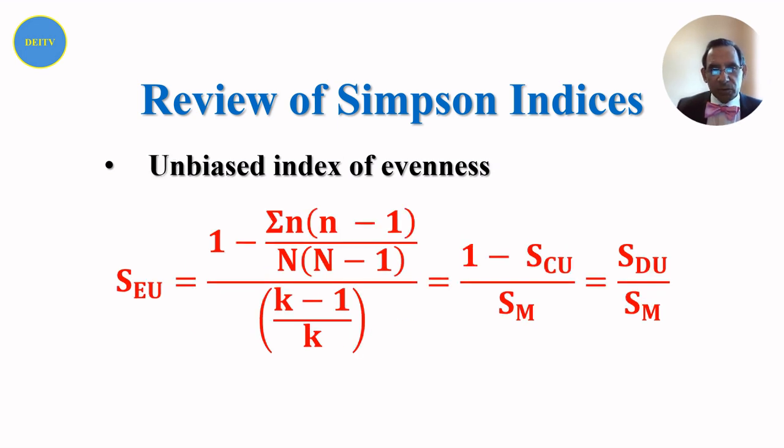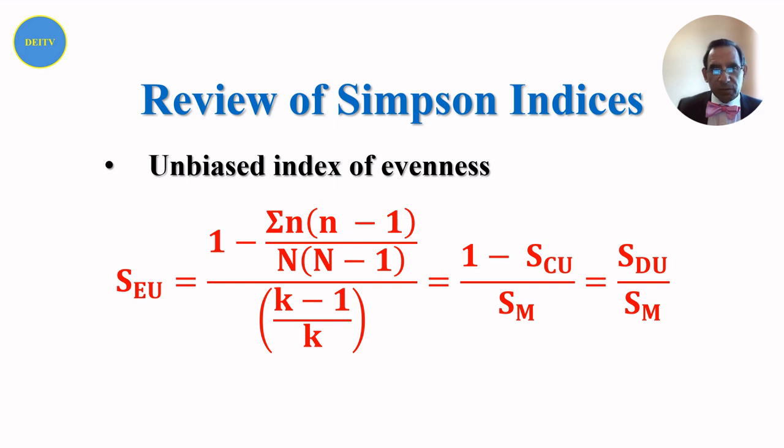Recall from the previous episodes, I mentioned that we have the unbiased Simpson Evenness or standardized score. And here we get the unbiased Simpson diversity score divided by the maximum score. And as the slide shows, we have 3 ways of representing that. One way to represent it is 1 minus the sum of the frequency times the frequency minus 1 divided by the total number of individuals times the total number of individuals minus 1 divided by the maximum score, which is obtained by k minus 1 over k.